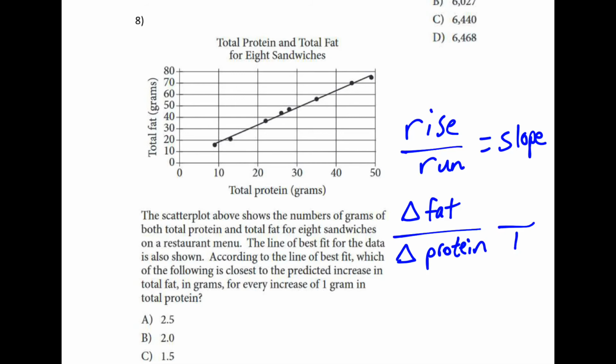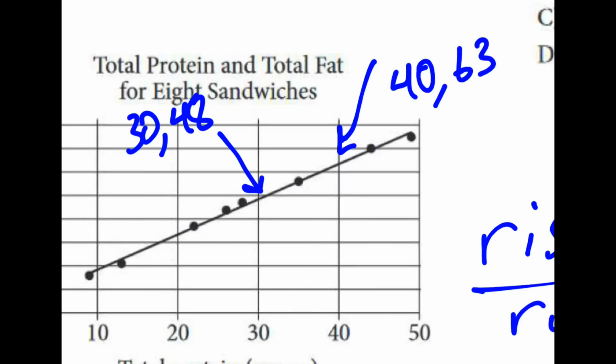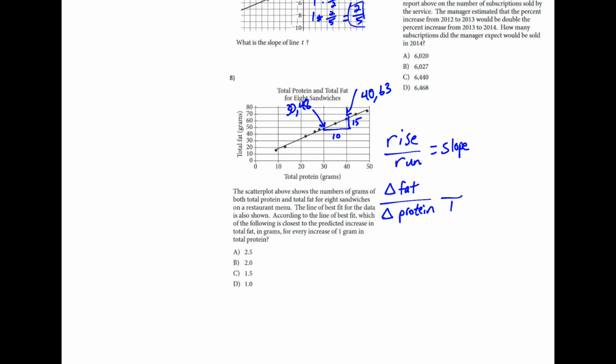A key detail here is the scale. We're counting by tens. So if I pick 2 points on this graph, about here and here, I can see that for every 10 I go over, I'm going up about 15. So 15 divided by 10 gives me my slope, 1.5. C.